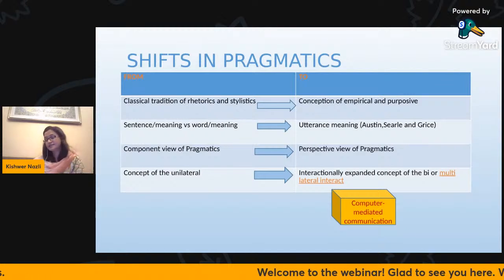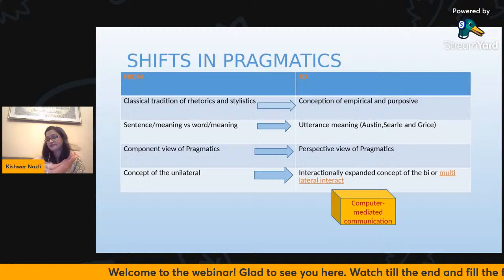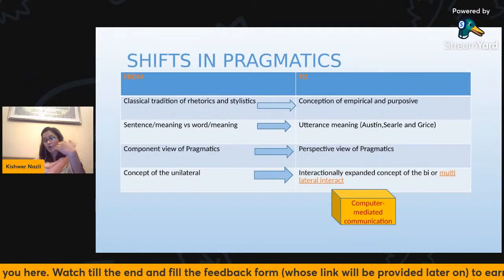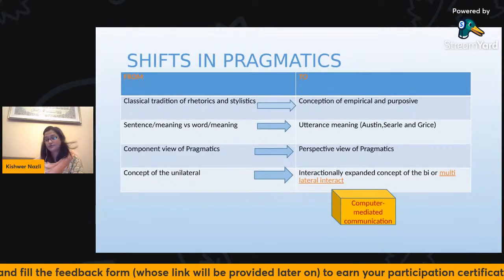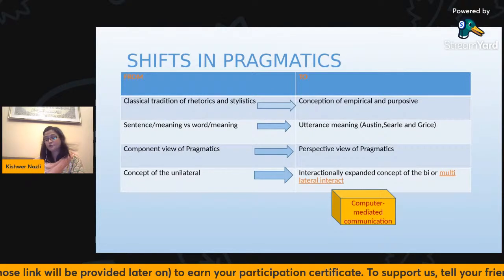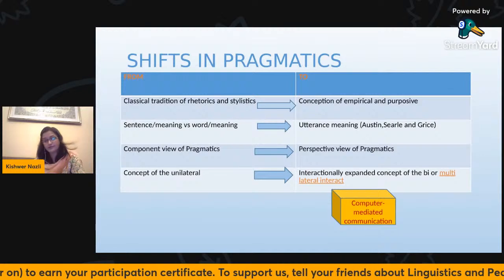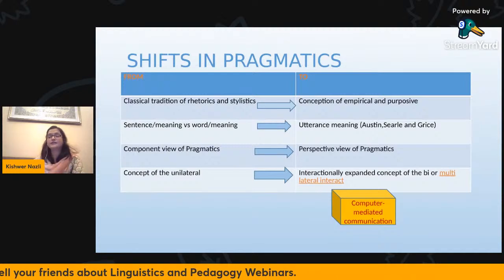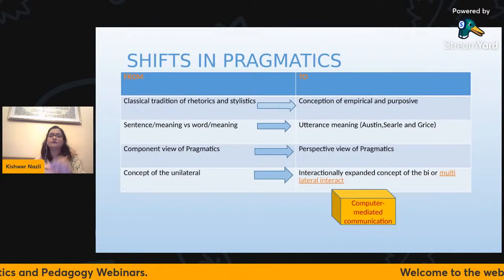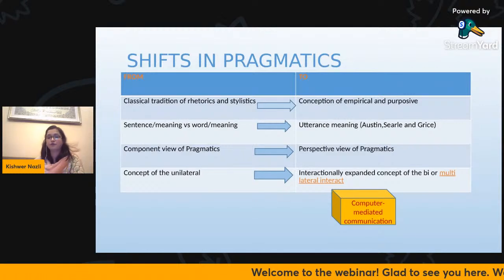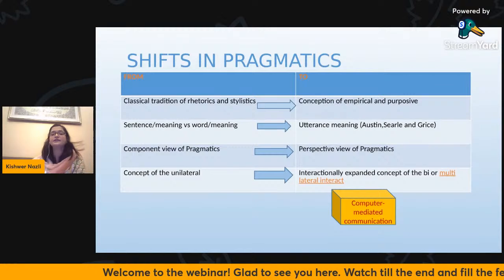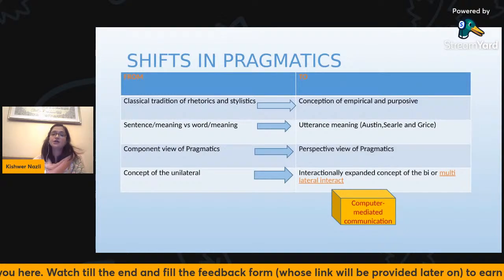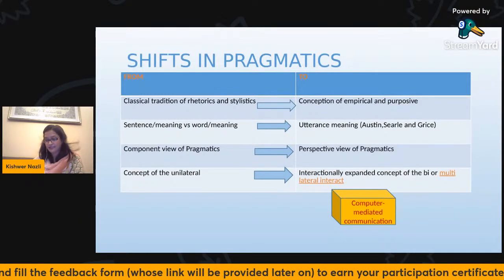So the ensuing developments have seen a realignment of context from a static and autonomous to a dynamic, collaborative concept, which is cognitively, situationally, and socio-culturally much more refined, and a shift from the concept of unilateral, in which individual speaker and hearer are analyzed, to an interactionally expanded concept of the bilateral, where the other is involved. Like more than speaker and hearer, the other is also involved, and this is known as multilateral interact, and collectively it is known as computer-mediated communication, like communication which is functioned through computer. So these are the shifts in pragmatics.